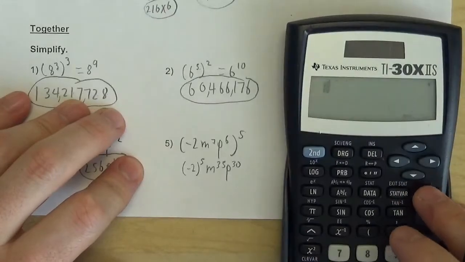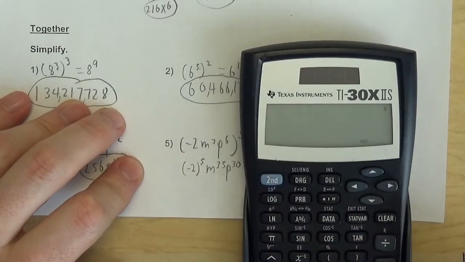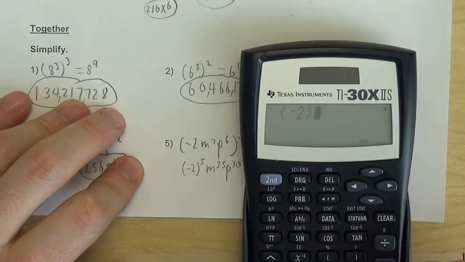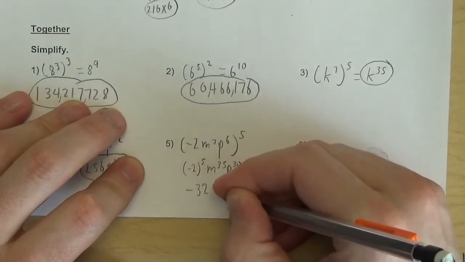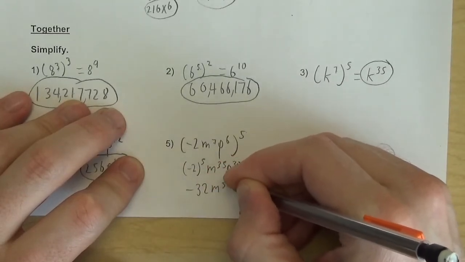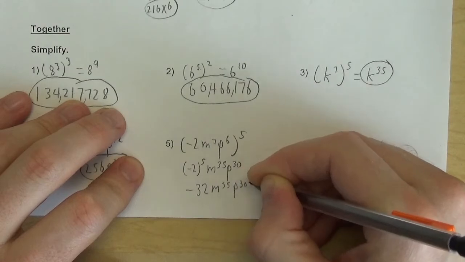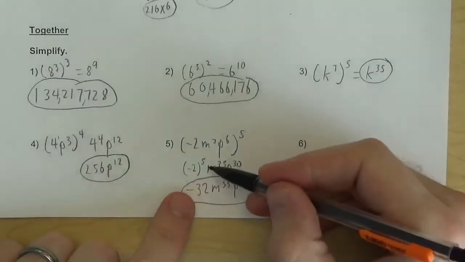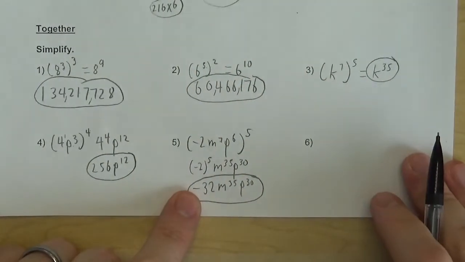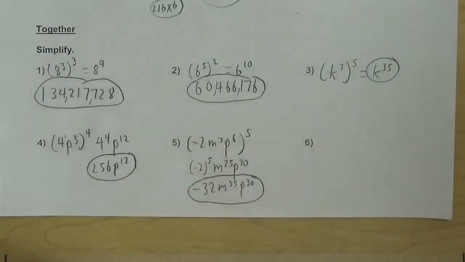Okay, and then let's simplify this. (-2) to the 5th is going to end up being negative, because we have an odd exponent there. So -32 m to the 35th p to the 30th. We may get to the point where we don't rewrite the regular number with an exponent first, but I think it's good practice just to show what that is first and then evaluate that.